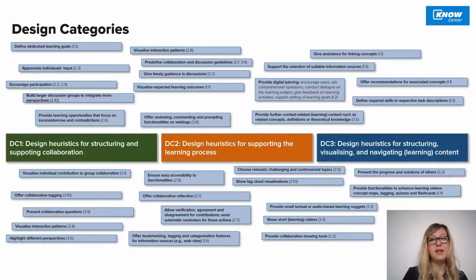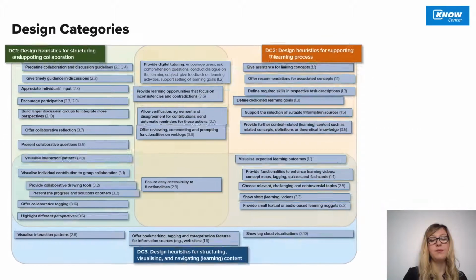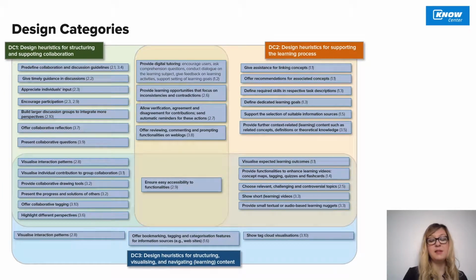We then mapped the underlying functionalities and actions of heuristics to the categories and their overlaps. Design category 1 subsumes interactions such as guiding, supporting, and visualizing collaboration and communication. Design category 2 is dedicated to enriching the learning process with additional knowledge, materials, and information. Design category 3 contains functionalities for visualizing information and thus making this content more understandable and accessible.